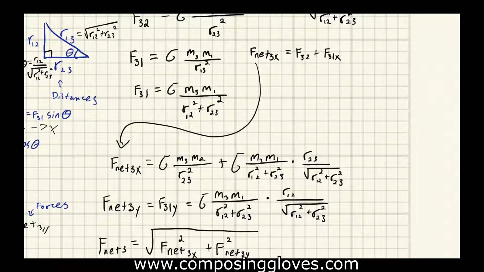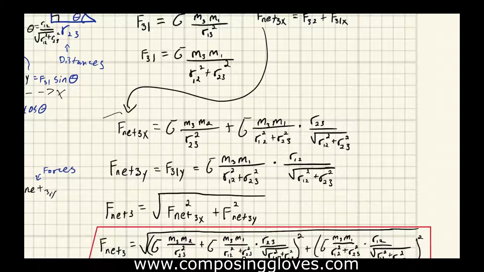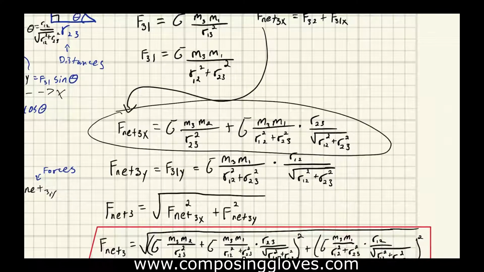So for Fnet 3x, the first term is just F32, which we solved for up here. The second is F31, but we need it at the angle theta, so we multiply this by cosine theta, which we just solved for. And boom, you get Fnet 3x.